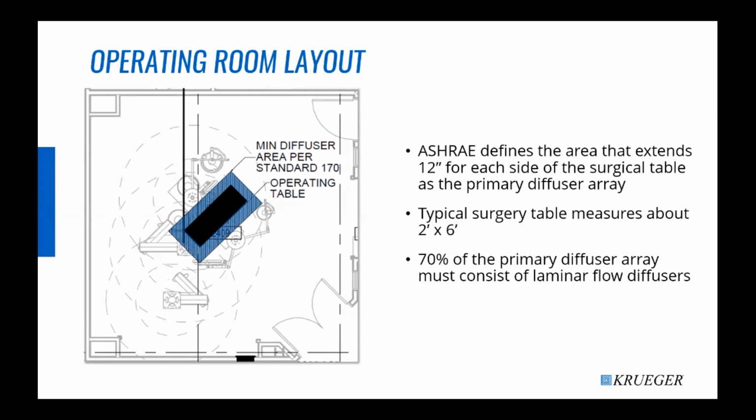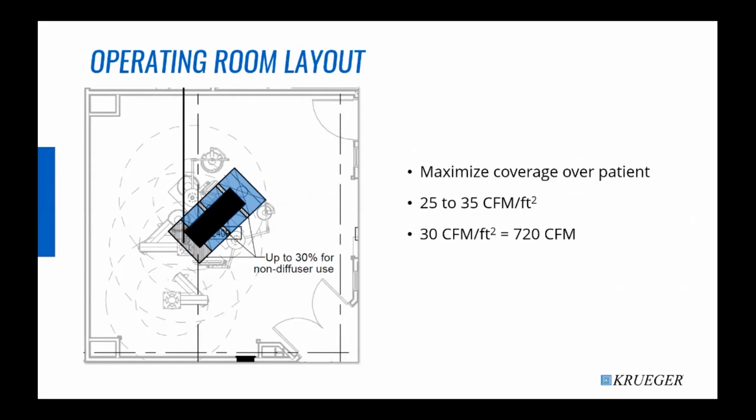So if we take that a step further, here we are actually placing our laminar flow diffusers, which are 2x4 diffusers in this case, and we have mapped out 70% coverage as indicated by the 3 2x4 laminar flow diffusers. This maximizes coverage over the patient, will provide 25 to 35 CFM per square foot of laminar diffuser.